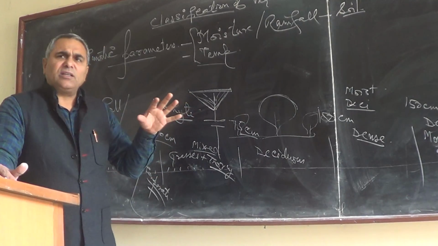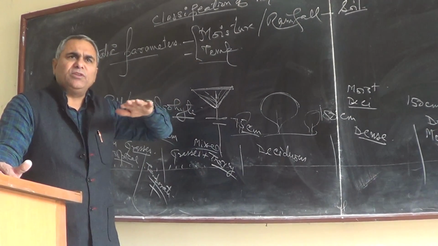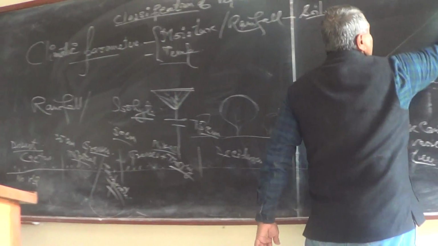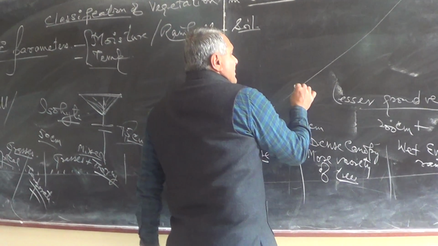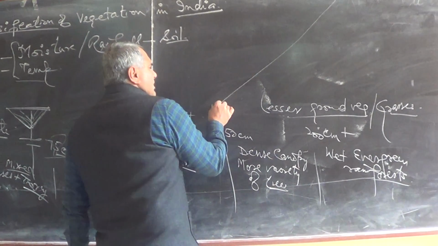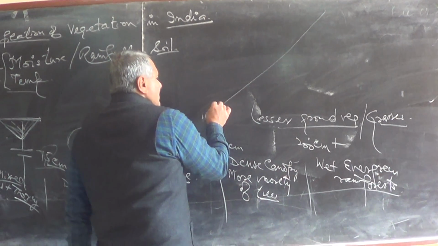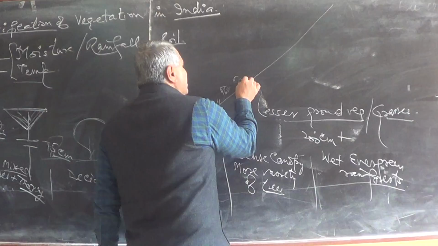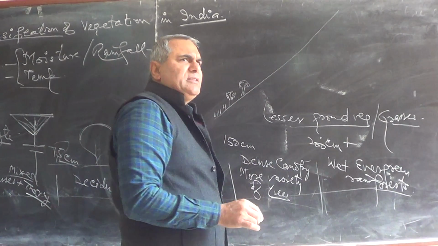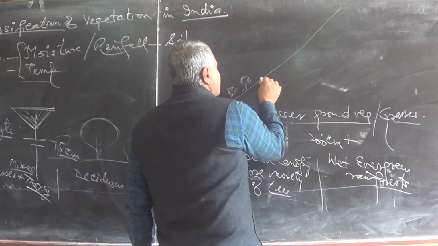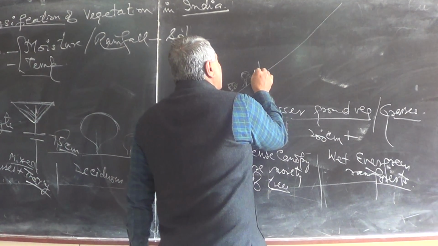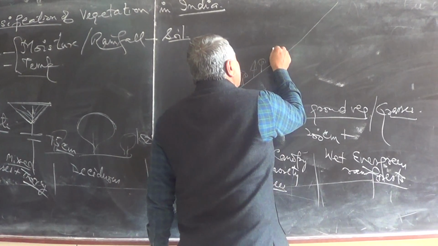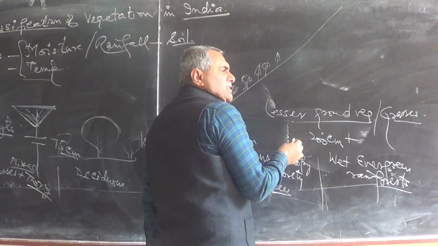So if we compare the temperature with altitude in the Himalayan region, the temperature changes with increasing height. In the foothills we have grasses and thorny vegetation, then the deciduous vegetation: sal, peepal, neem and teak trees. Then we have mixed vegetation, and then only temperate, coniferous vegetation.